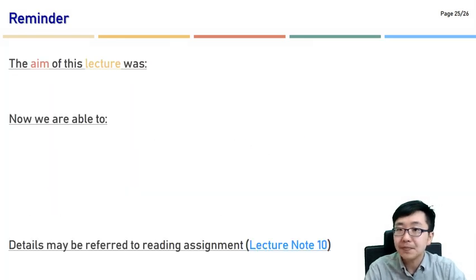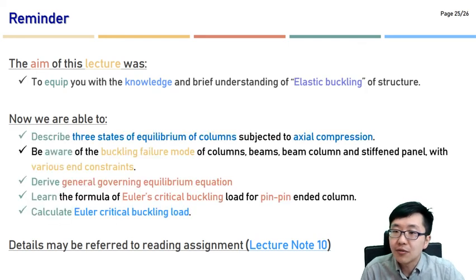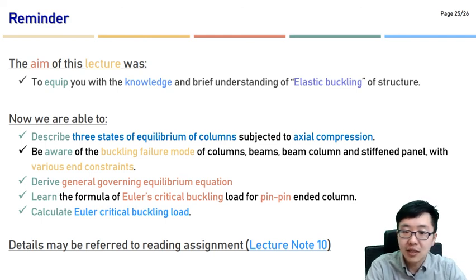So reminder, in this lecture we learned about the elastic buckling of the structure, and now we're gonna be able to describe these 3 states of equilibrium of column subjected to the axial compression, buckling failure mode. We discussed it in various end conditions, boundary conditions, governing equations, and Euler equations based on the pinned condition. And now we could be able to calculate the Euler critical buckling load. And all the details you can find in the lecture note 10.